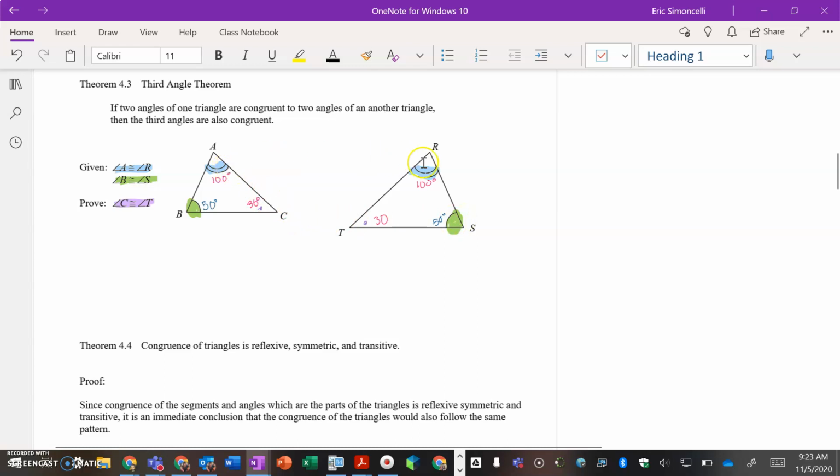If you know this is 100, that must be 100. If you know this is 50, that must be 50. So according to the third angle theorem, both triangles, although one is smaller than the other, they're not congruent. Please keep that in mind.